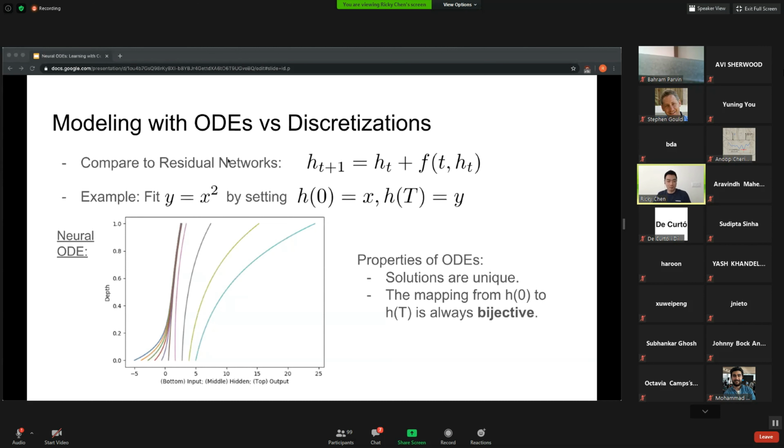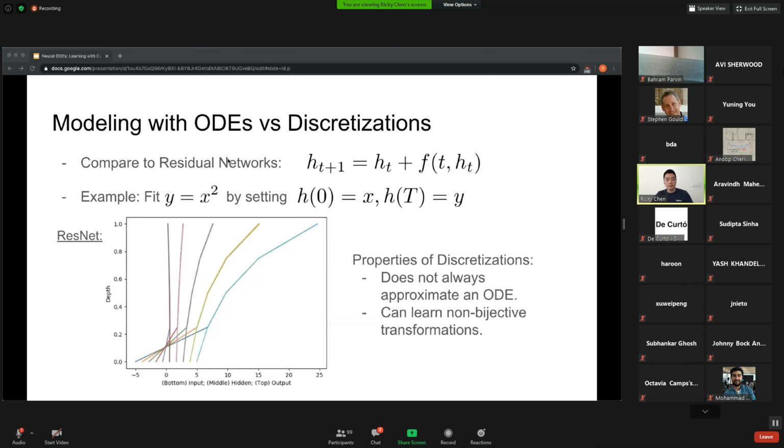Okay, so this uniqueness property means that the mapping from h at any time to h at another time is always a bijective mapping. So on the other hand, a residual network, or really any coarse discretization of an ODE, is a model that's not always constrained to output bijective transformations. And as such, it can easily learn this x squared function.